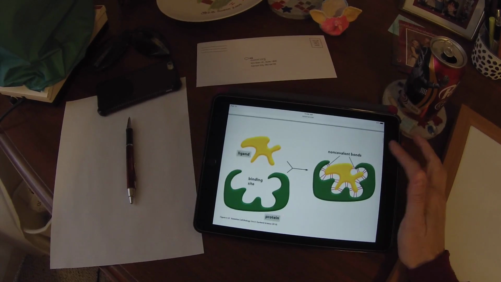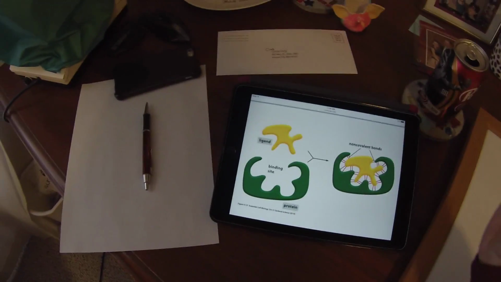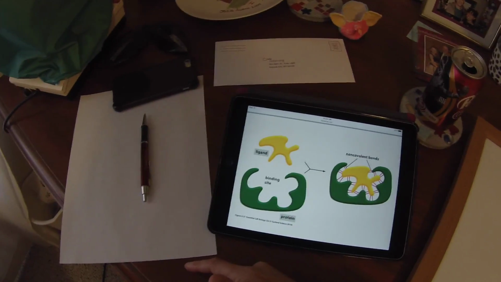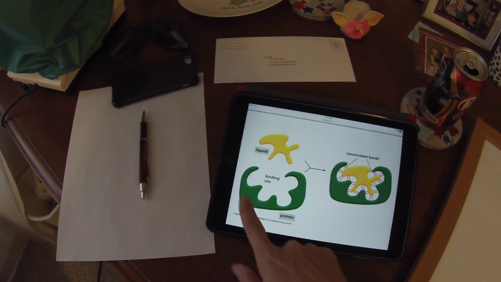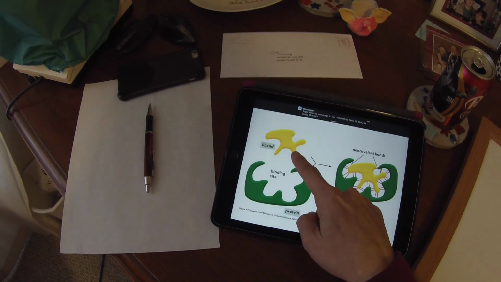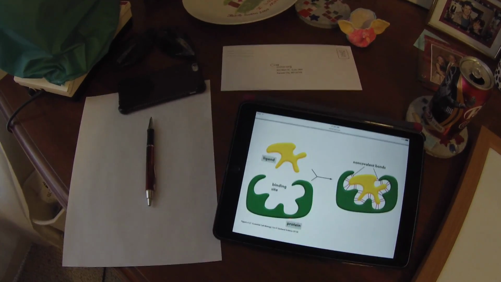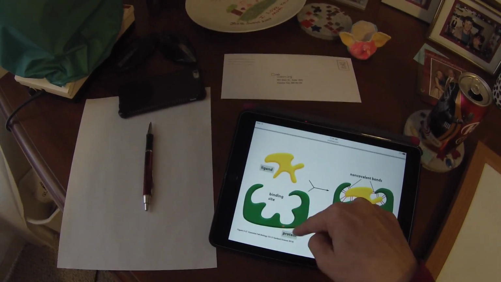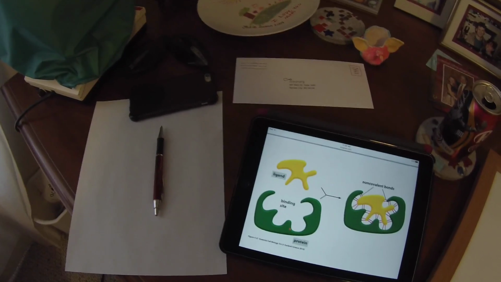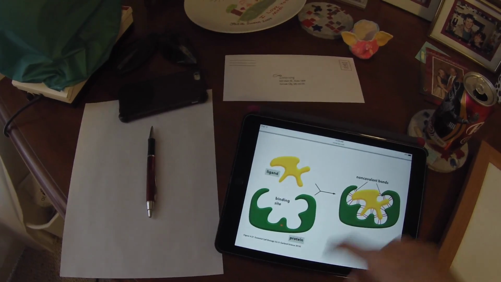So if you think about, in general, any kind of protein that's going to bind with some other molecule, here we have the protein in green, and we have the molecule that we're going to bind that protein to in yellow. And so our generic term when a protein binds another molecule, that other molecule is called a ligand.